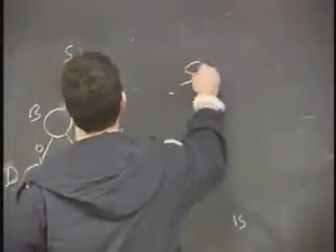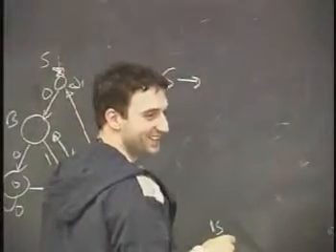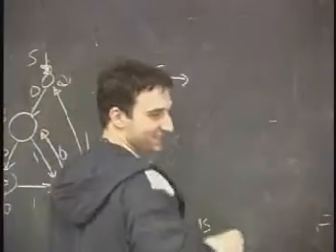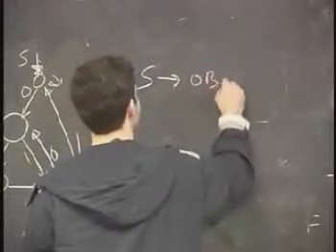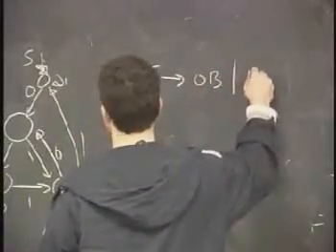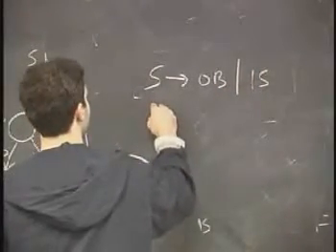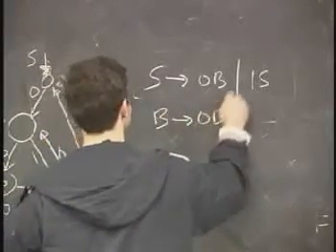Do we have answers? All right, so what's the answer? No, it's 42. All right. Quick goes to 0B, or 1S. Okay. B goes to 0D, 1E.